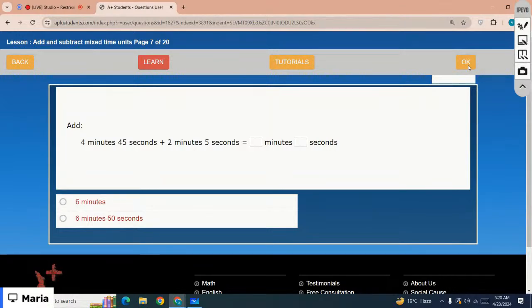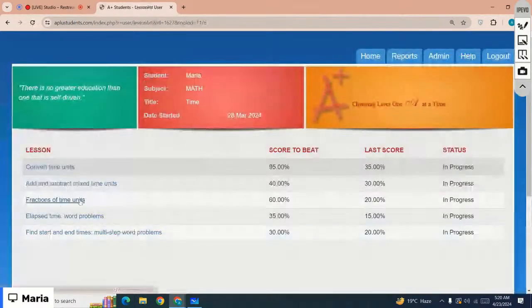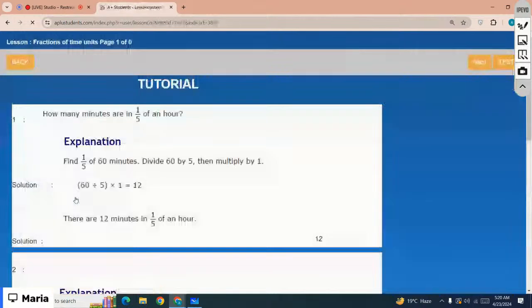So that would be 6 minutes and 50 seconds. Option number 2 is the correct option, right? Okay, you can complete the lesson by yourself later today. Let's just move on to the next one. The next one is fractions of time units. Let's just start with the lesson.